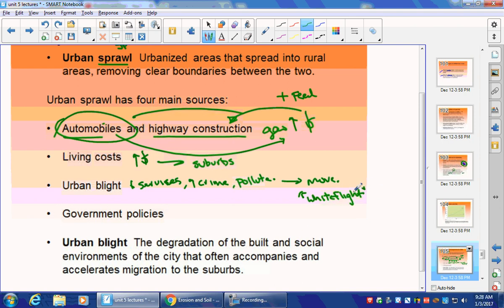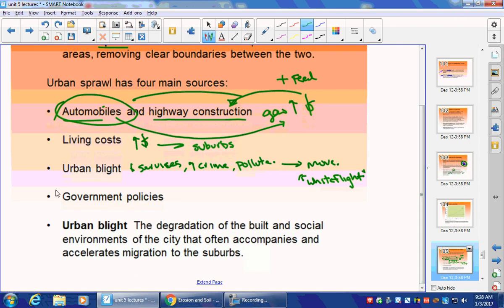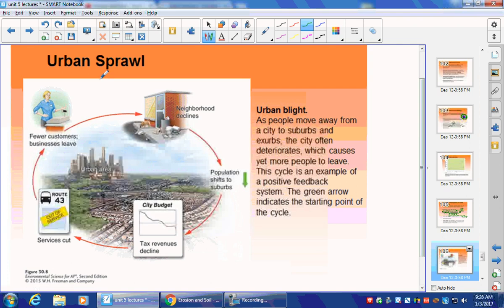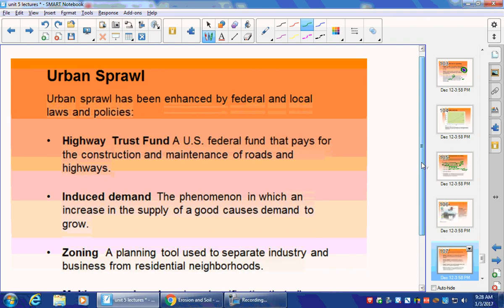All right, government policies. If we allow things like factories to be in very close proximity to residential areas, then it's going to increase things like urban blight, pollution, and crime. Urban blight is the degradation of the built and social environments of the city that often accompanies and accelerates migration to suburbs. So here's a nice little feedback loop here. Cool.